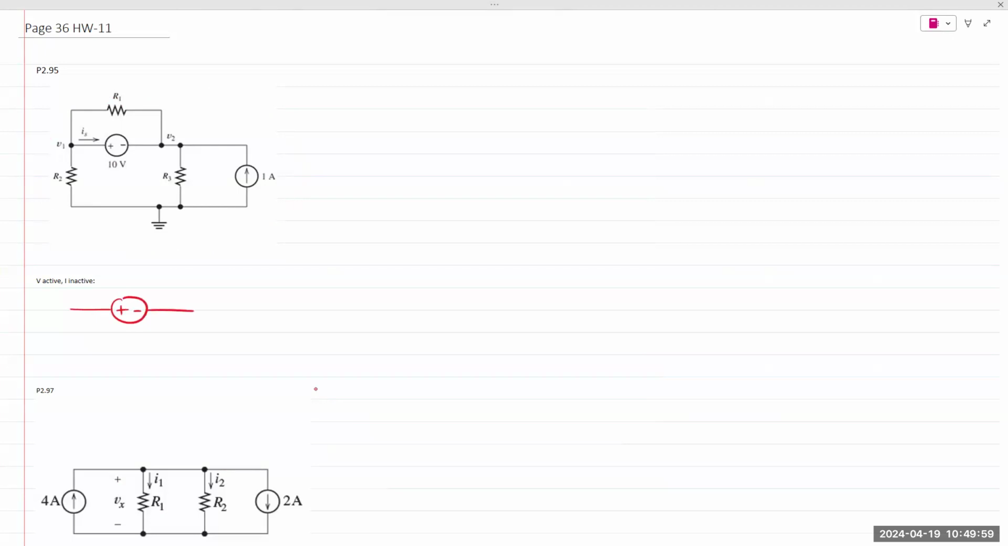So you have the voltage source, you have the resistor, and the current source is no longer part of the circuit. And this is exactly the same as the previous one, except instead of a current source, now you have a voltage source.